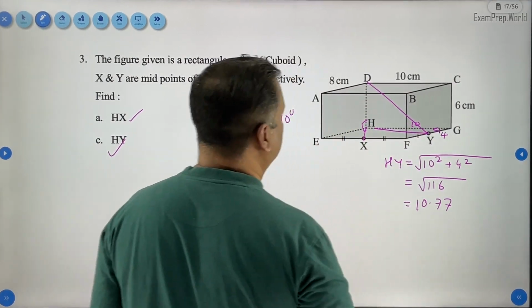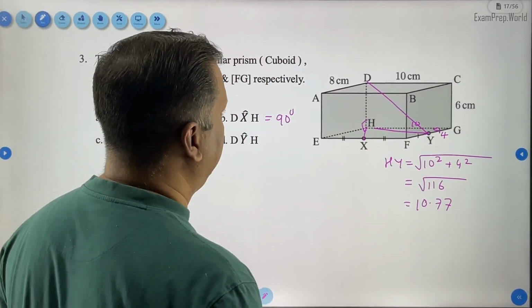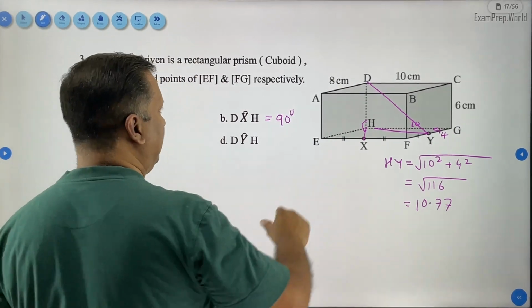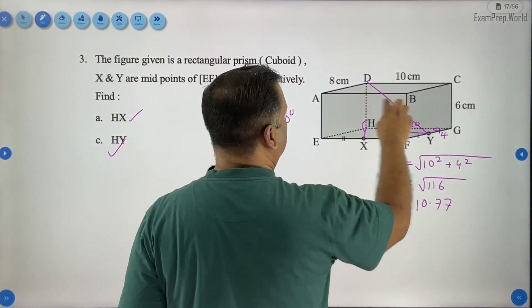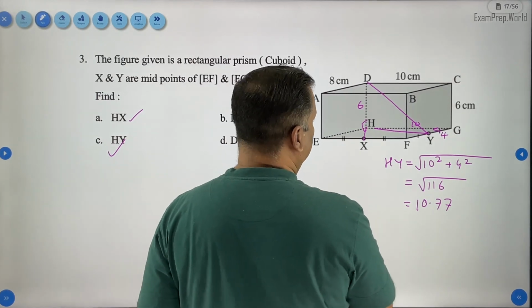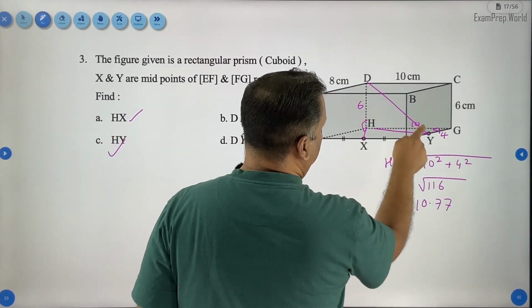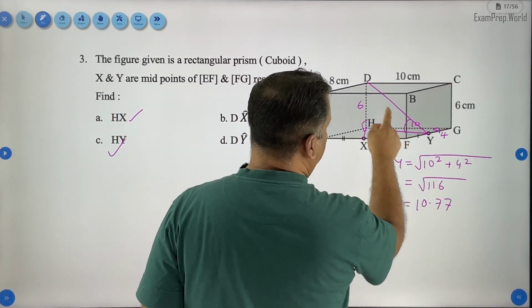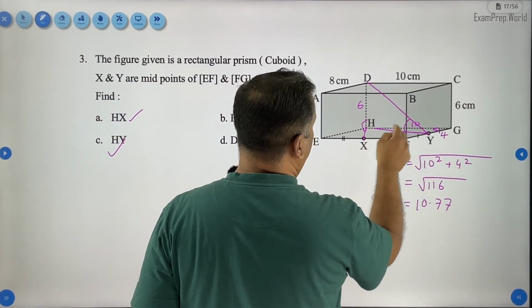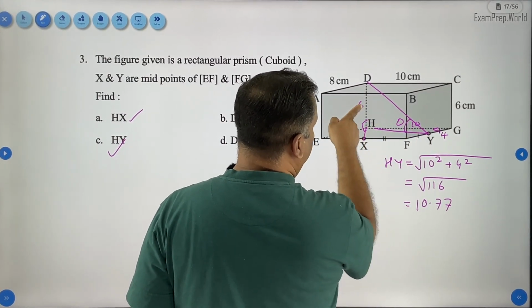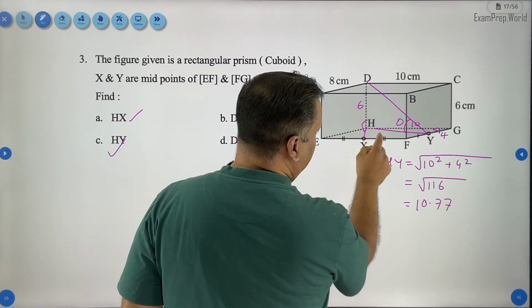We have to find the length of DY. For that, we need DH and HY. HY we already know. DH also is 6, right? This is 6. So we have to find angle DYH. Let this be theta. We have 6 and we have 10.77.